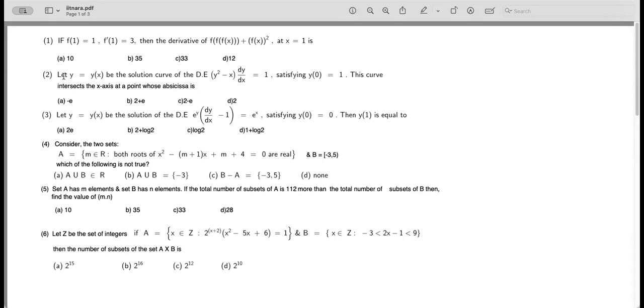Let us try to solve this problem. Let y = y(x) be the solution of the differential equation here, satisfying y(0) = 1. This curve intersects the x-axis at a point whose abscissa is... Let us try to find the solution of this problem.